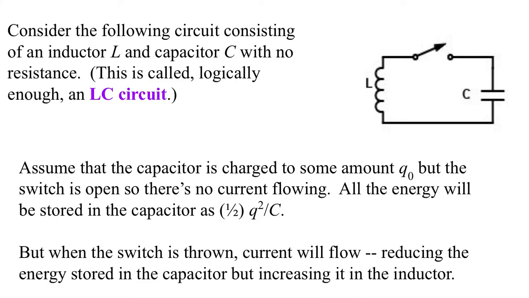Consider the following circuit consisting of an inductor, L, and a capacitor, C, with no resistance. This is logically enough called an LC circuit. Assume the capacitor is charged to some amount Q0, but the switch is open so there's no current flowing. All the energy will be stored in the capacitor as 1/2 Q squared over C.